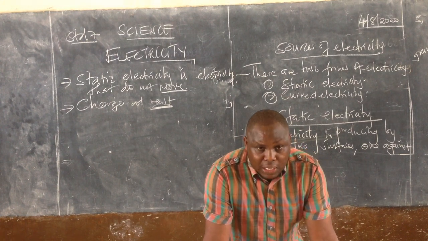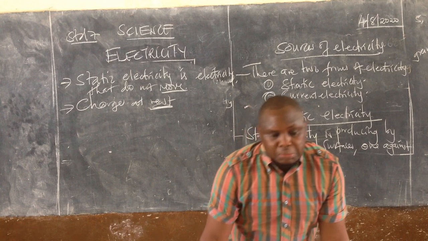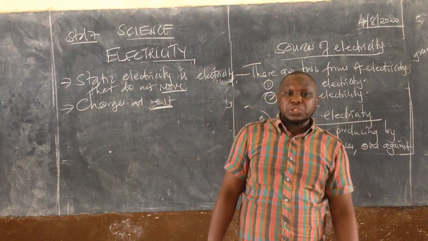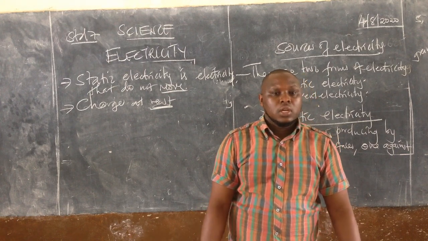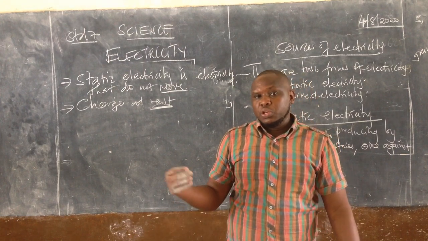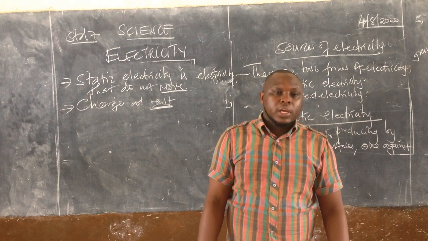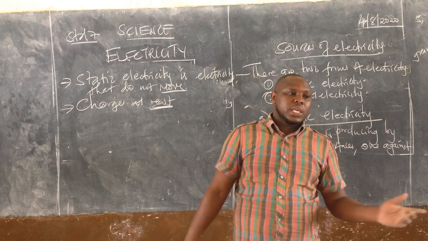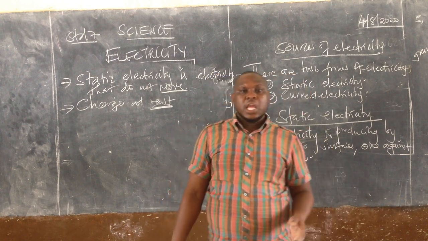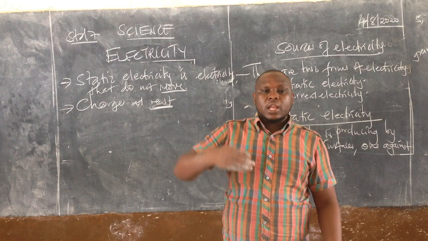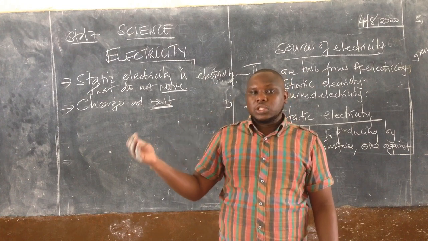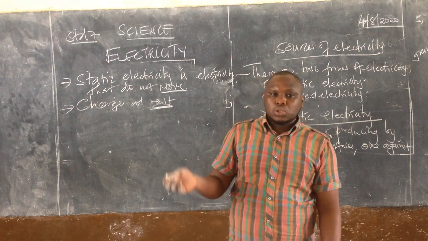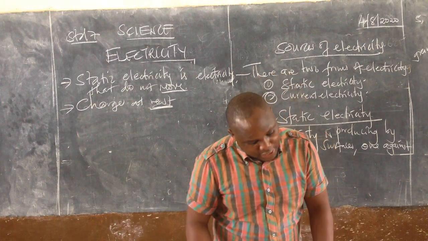So this electricity, as you have seen, the one that we just produced by rubbing, is not so strong that we can use it maybe to run a TV. It cannot be used to run a radio. It cannot be used to charge phones because it's not strong. And so we say we don't use it anywhere. We only experience it in our daily lives, in our daily routine work that we do. We just experience it, but it's not so useful in our daily life.